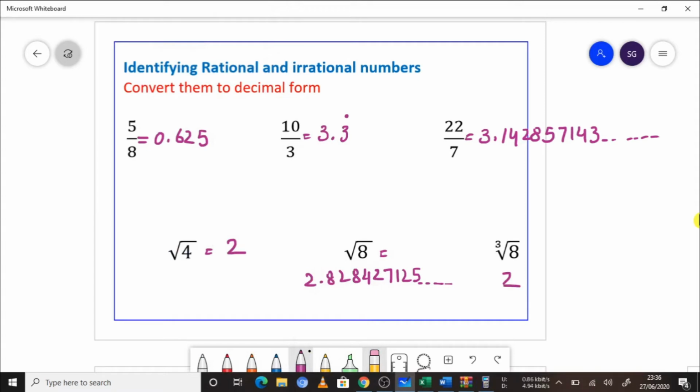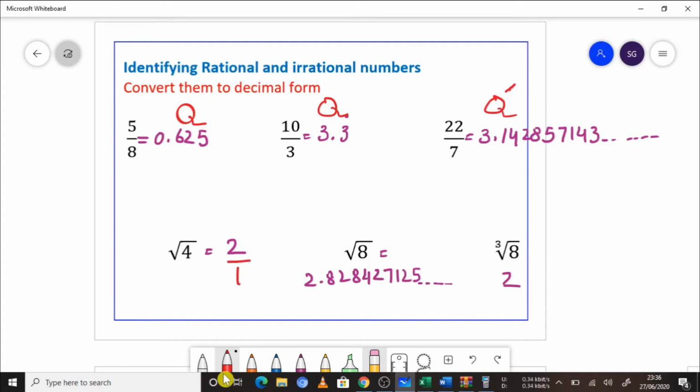As you can clearly see, 0.625 is stopping, it's terminating, hence it's a rational number. 3.33 is not stopping, but it is going to repeat after the decimal, hence it's a rational number again. 22 over 7 is 3.142857143, and there's no pattern and it doesn't end, hence it is a rational number.